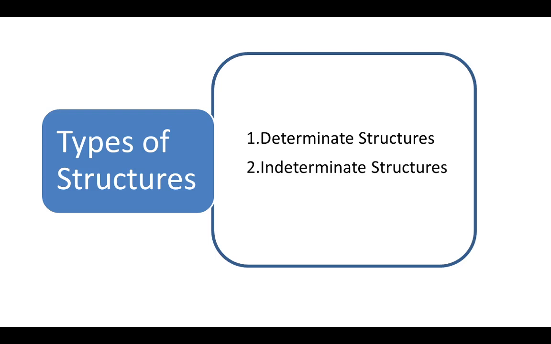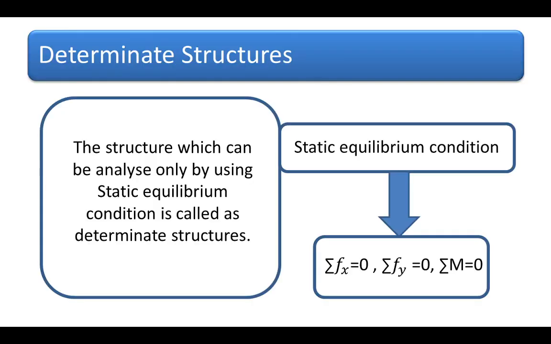Now, the types of the structure. First one is the determinate structure and second one is the indeterminate structure. Now the definition of determinate structure: the structure which can be analyzed only by using static equilibrium conditions is called a determinate structure. Now which are these static equilibrium conditions? That is sigma Fx equal to 0, sigma Fy equal to 0 and sigma M equal to 0. It means if any structure can be analyzed only by using these three conditions, then that structure is called the determinate structure.